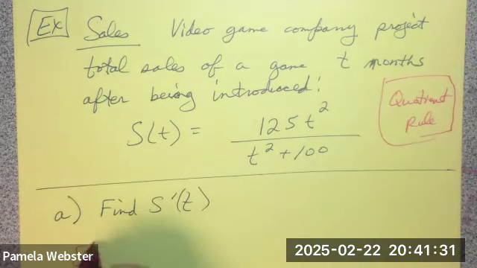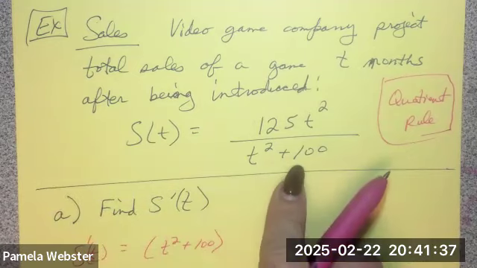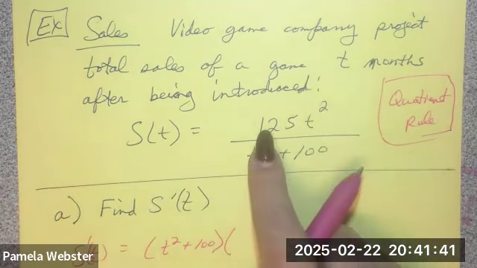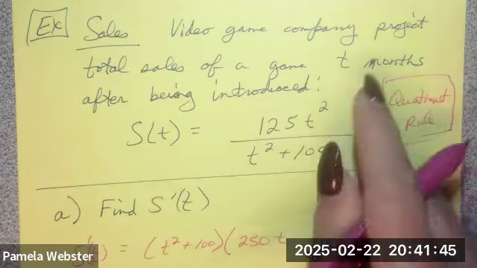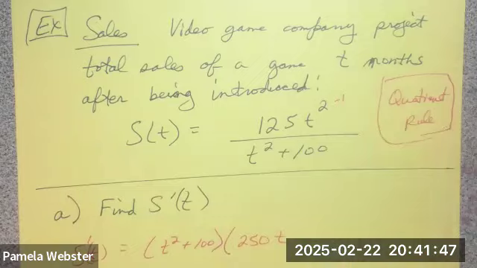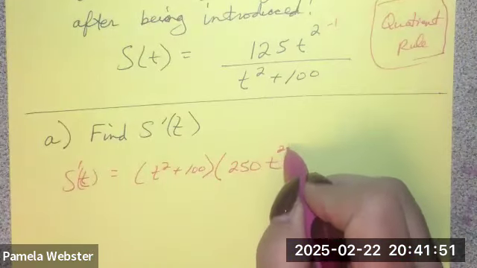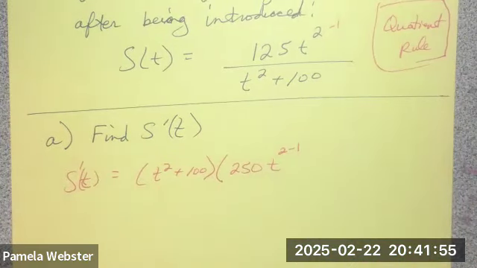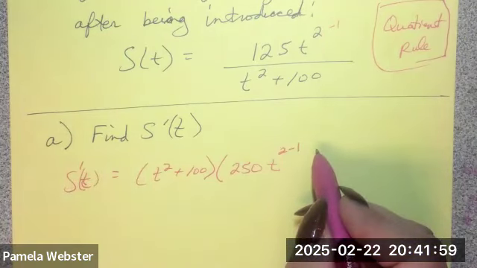S prime of t is going to be the bottom guy just like he is. Don't change him, just the way he is. Times the derivative of the top. Well, that's going to be 2 times 125, that's going to be 250 T to the 2 minus 1. If you need to write 2 minus 1 here, then write 2 minus 1. That's fine, and then come back and change that later. It's one extra step. It's not that big of a deal.